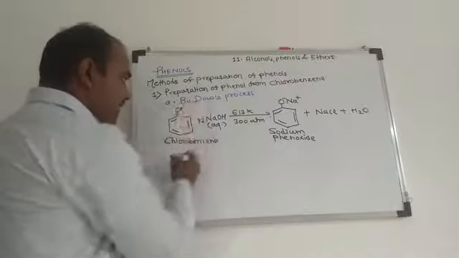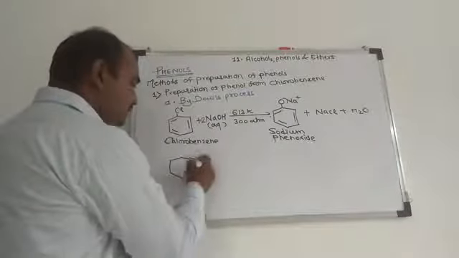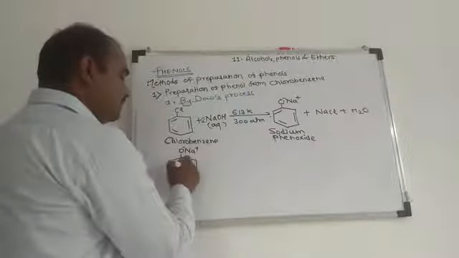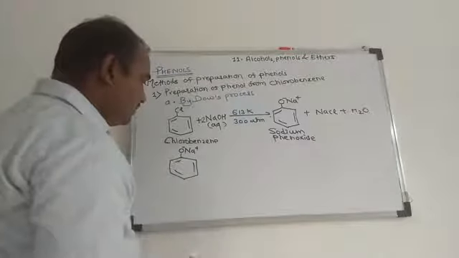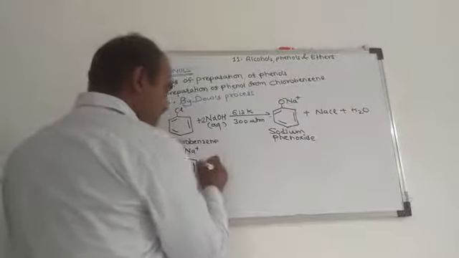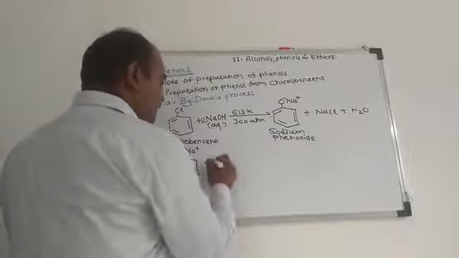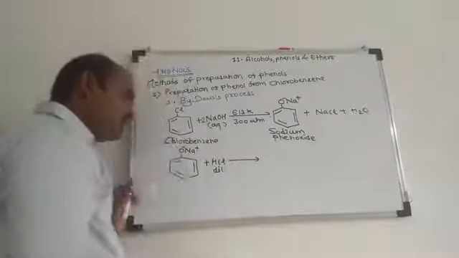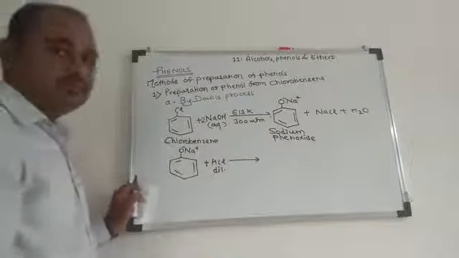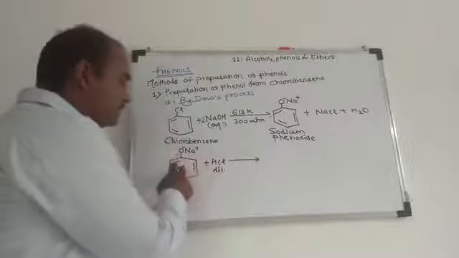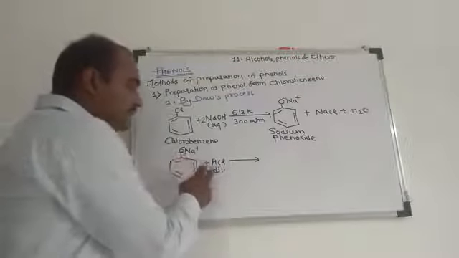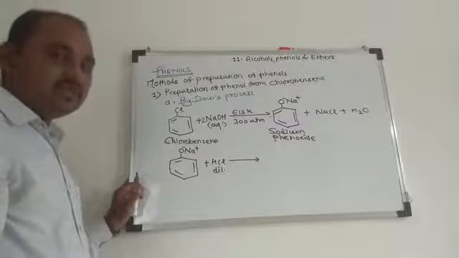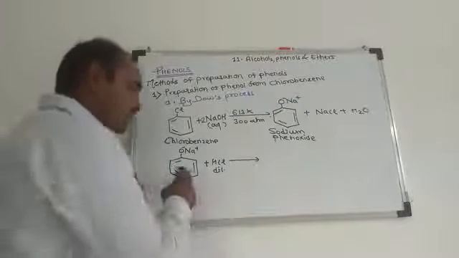Now what is the second step in the Dow process? This sodium phenoxide is treated with acid. That acid is dilute HCl, or you can also use H2SO4. So this sodium phenoxide reacts with the dilute HCl. This process is known as hydrolysis.